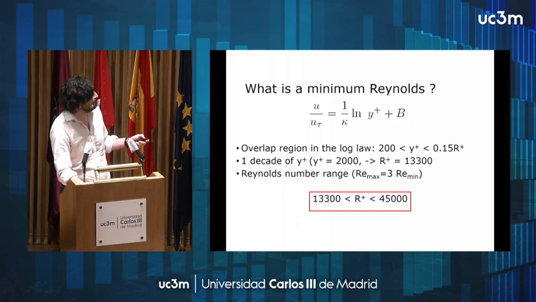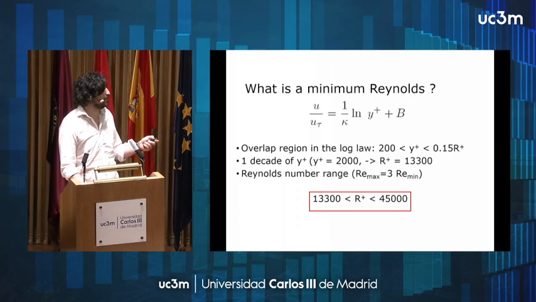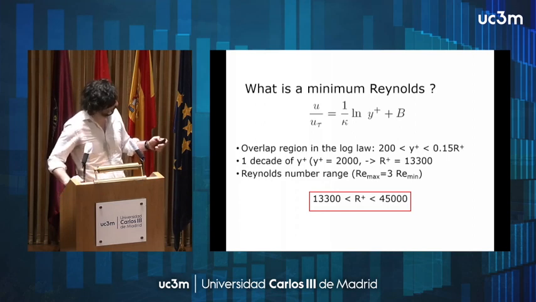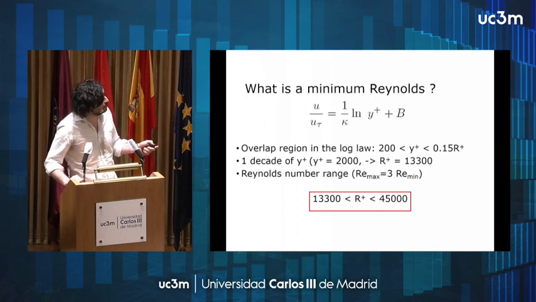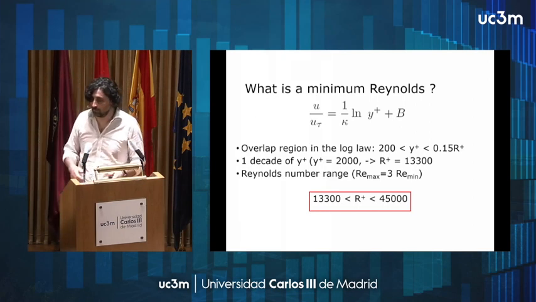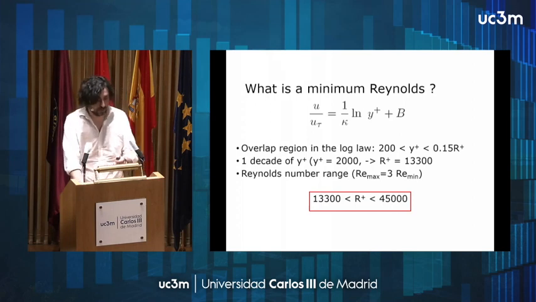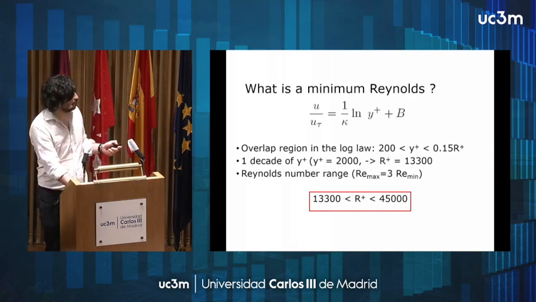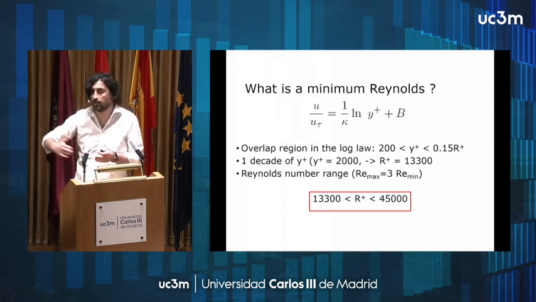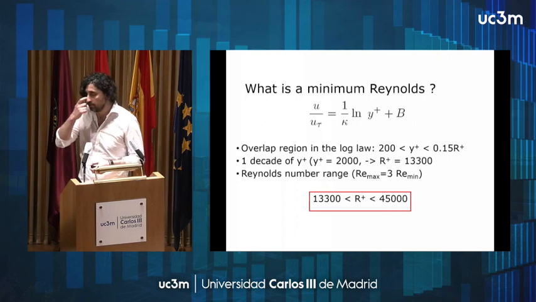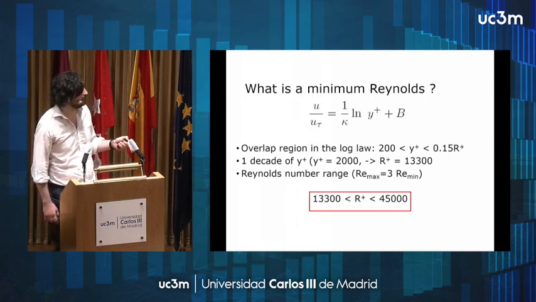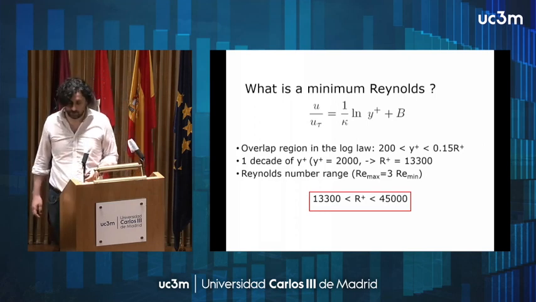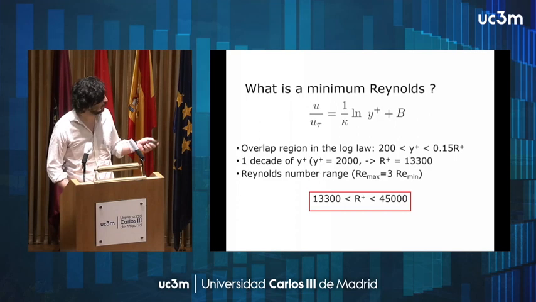If you carry on the math, since the logarithmic region starts at y plus 200 or around that value, though of course there's some debate on where it starts, the minimum friction Reynolds number at which we have a decent log law is Reynolds tau 13,000. It's an order of magnitude estimation, not an exact number. Then, if we want to extract trends in our measurements, we need to explore a range which is at least 3 times that. So this gives us the range in which our facility wants to operate, between 13,000 and 45,000 or so.